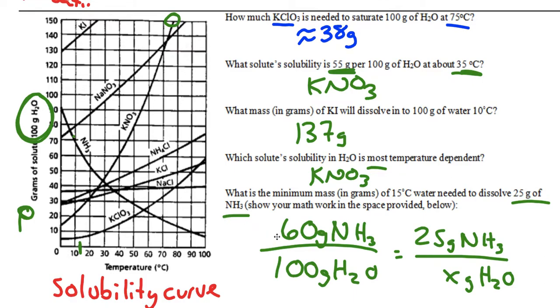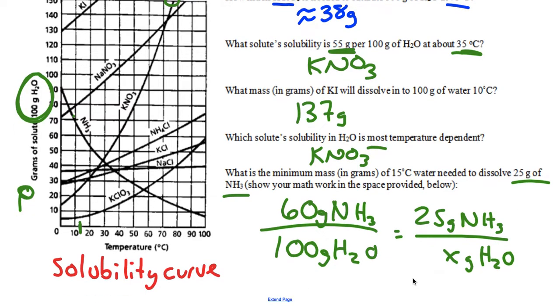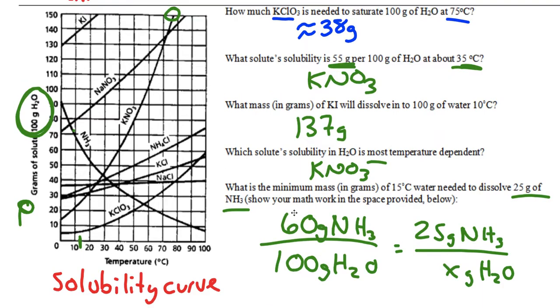So look at what I have here. 60 grams dissolves in 100 grams of water. So that's my ratio now. So now what I'm going to say is, well, what if I have 25 grams of NH3? How much water will it dissolve in? So this is a ratio. I'm going to let you answer this one, but you cross multiply 25 times 100, and then you divide by 60. Okay, so this should help you out with some terms and how to do solubility curves.